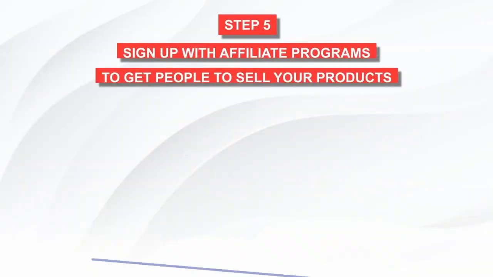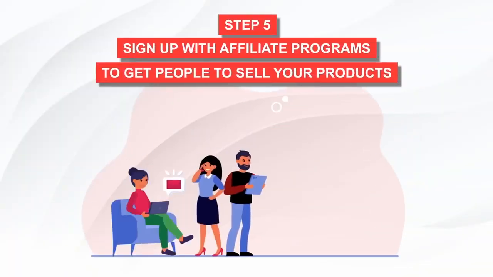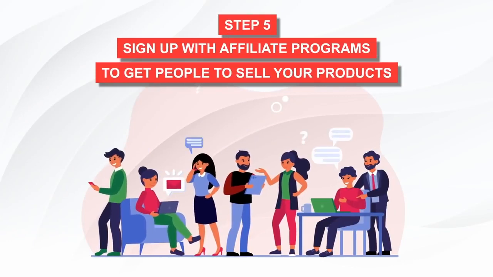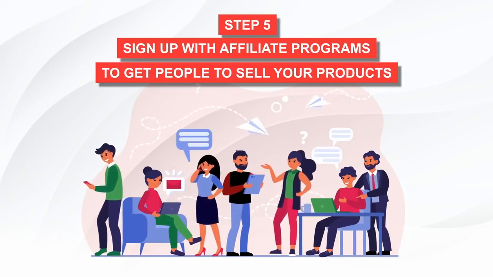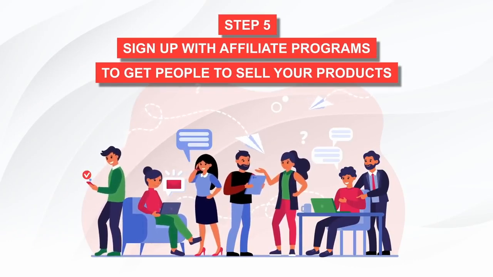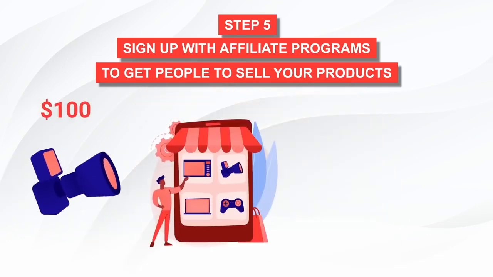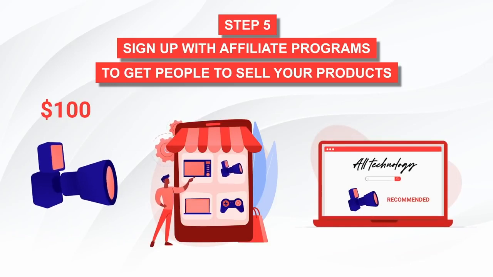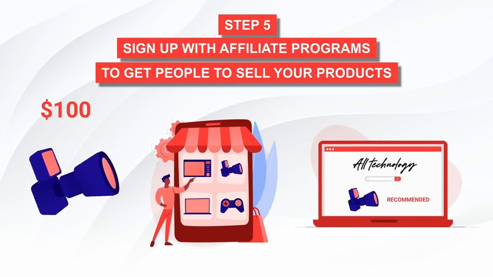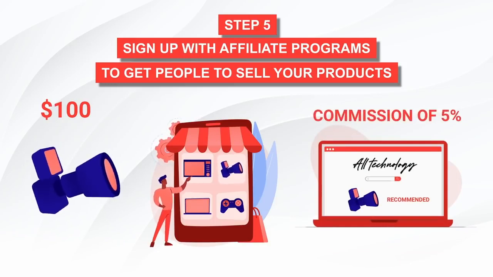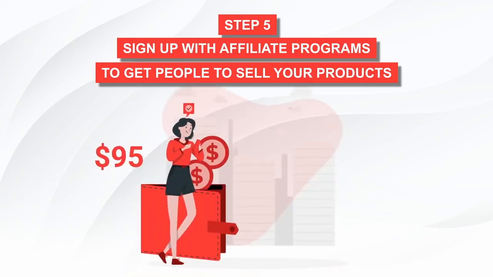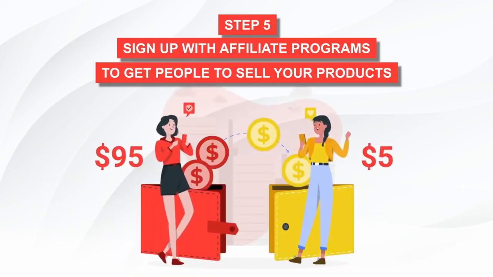Step 5, sign up with affiliate programs to get people to sell your products for you. Affiliate marketing is finding websites that would want to promote your product or service in exchange for a commission. For example, if you're selling a product for $100 on your e-commerce website and a blog recommended that product and converted the sale, the partner referring that product would get a commission of 5%. You would receive $95 and the referring affiliate would get $5.